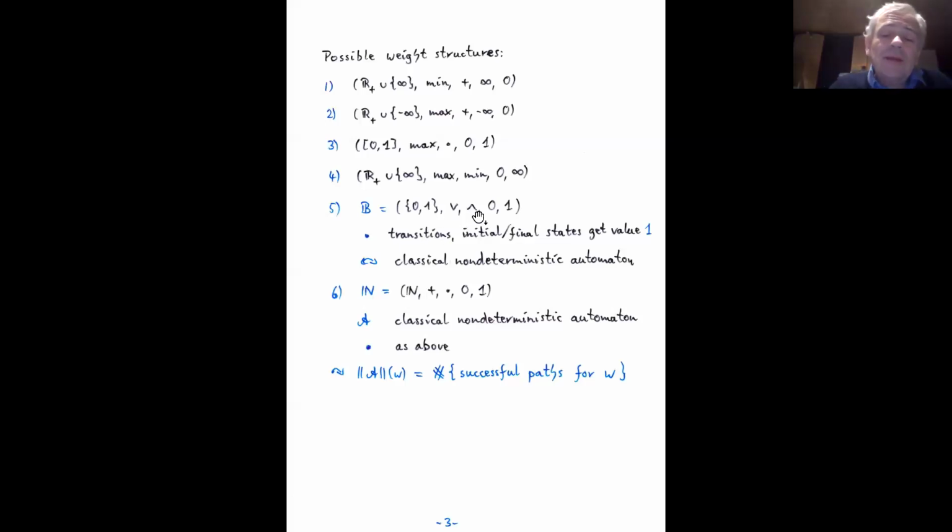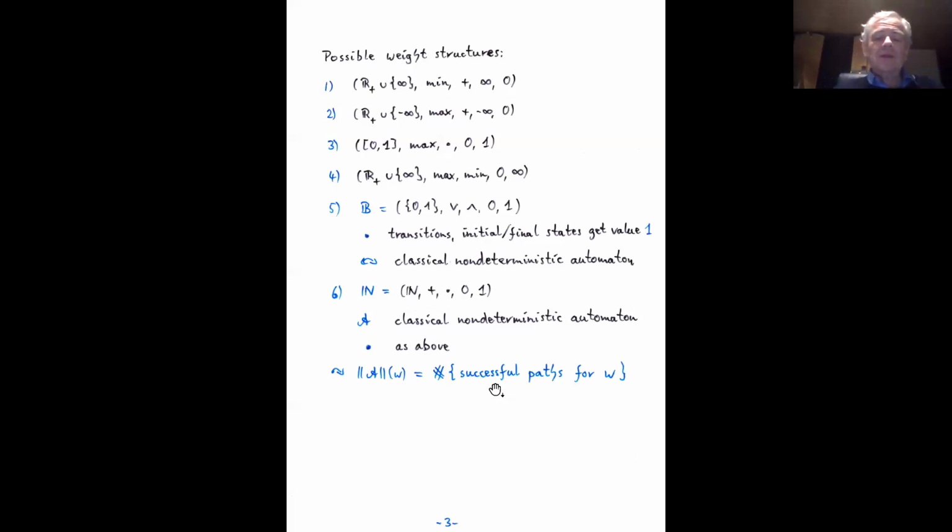We might do the same thing as here, giving weights 0 and 1 to all transitions and initial and final states, but now we compute in the natural numbers with plus and times. If we multiply zeros and ones, we only get zeros and ones, and that's actually the same operation as the infimum of 0 and 1. So along a path, we get a 1 if and only if the path is successful. But now over all paths, we take plus, so we sum ones, and this means we have a 1 if and only if the path is successful. So in total, we get the number of successful paths for w.